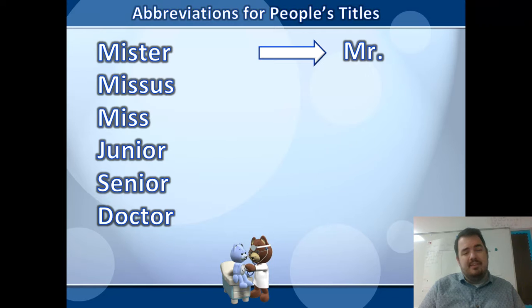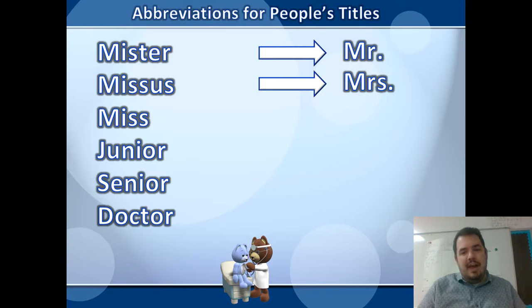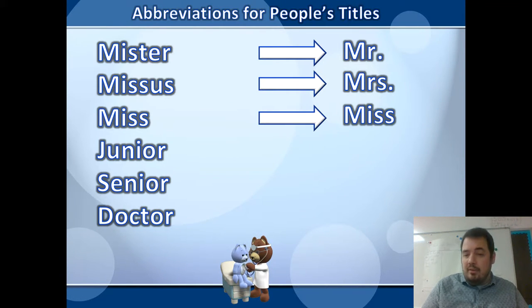The next one is Mrs. This one is just weird. Mrs. is Mr., but with an S at the end. So it's MRS period. You might have already known that one, but it's still a little tricky. Miss would be the same thing, MISS. We can also do capital MS period. Either way works just fine.